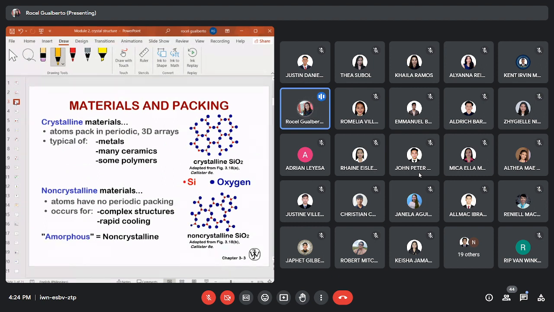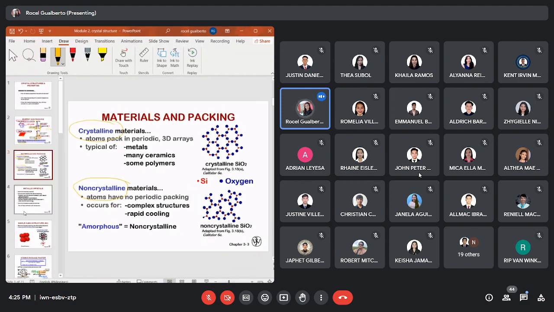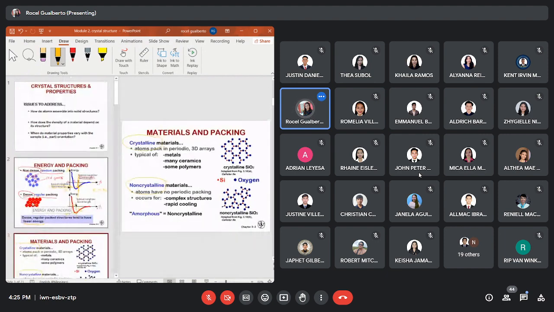Okay, so this is naman po is materials and packing, okay? So we have what we call crystalline materials and then the other one is non-crystalline. What is then the difference between the two, okay? So on the right is the illustration of the silicon dioxide, okay, in two forms. One is crystalline, the other one is non-crystalline. Okay? Take a look at the illustration and tingnan po natin ano ba yung difference ng dalawa. Okay? Ready?